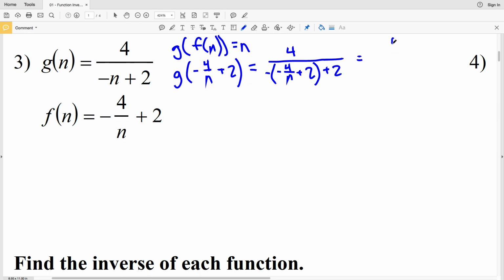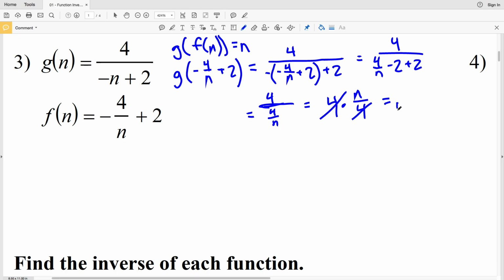So that's going to equal 4 over the opposite of negative 4 over n plus 2, which is a positive 4 over n minus 2, and then we're adding 2. Negative 2 plus 2 is 0, so I'll get 4 over 4 over n, but remember, dividing by a fraction is the same as multiplying by that reciprocal, so we'll have 4 times n over 4, which 4 divided by 4 is 1, so we get n for g of f of n, completing our first step.